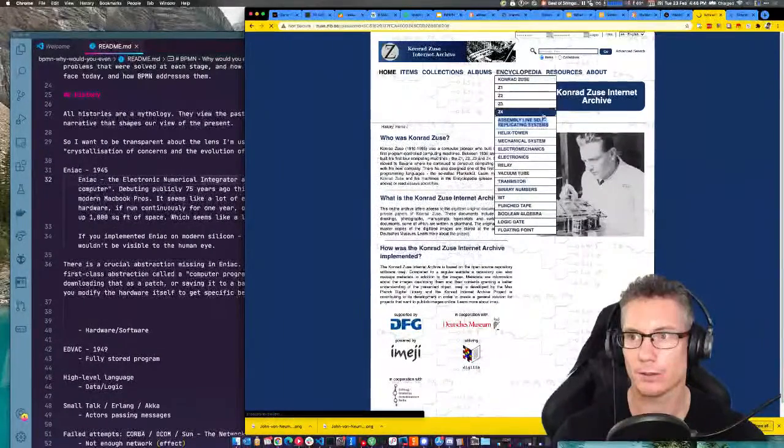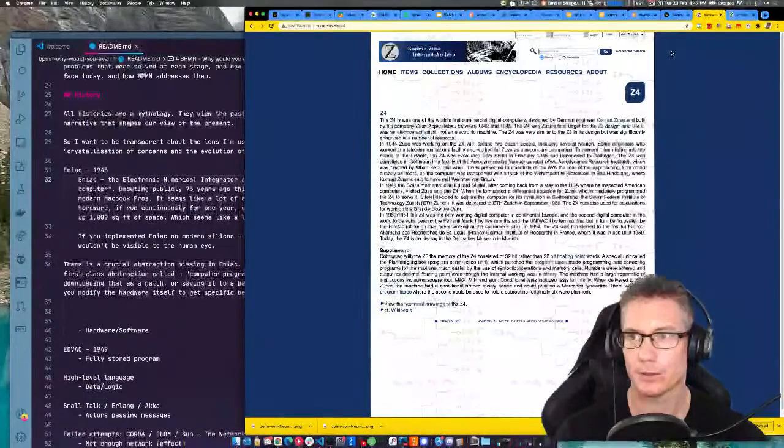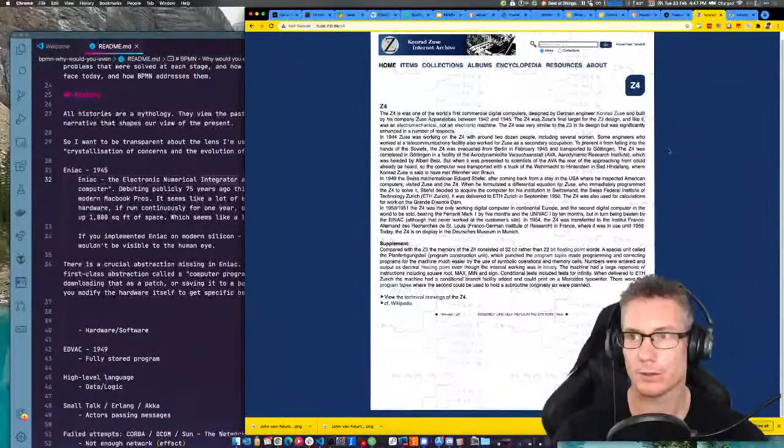Let's have a look at the Z4. Z3, 22-bit floating point. What a genius.